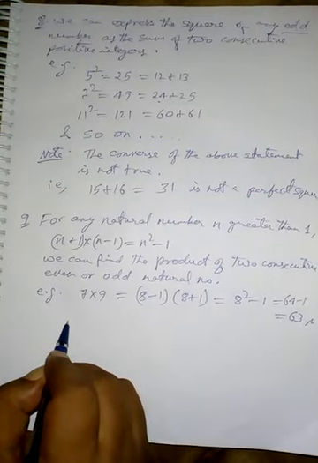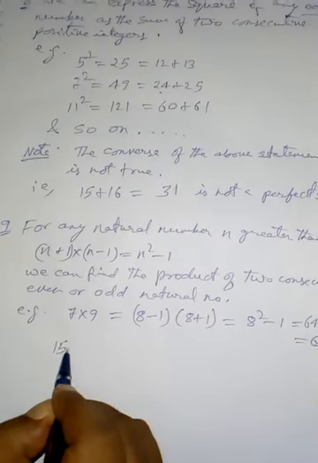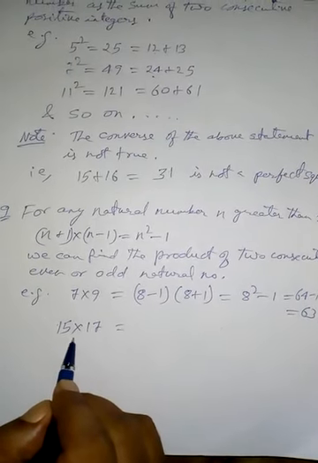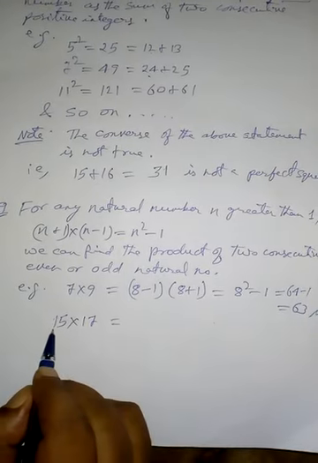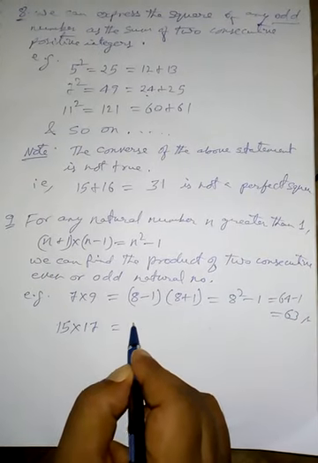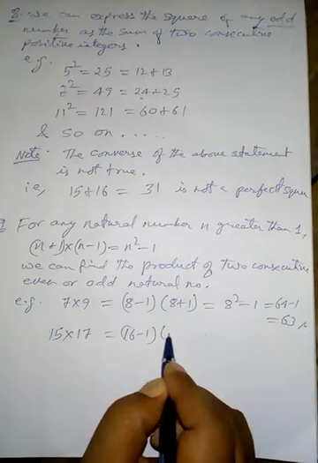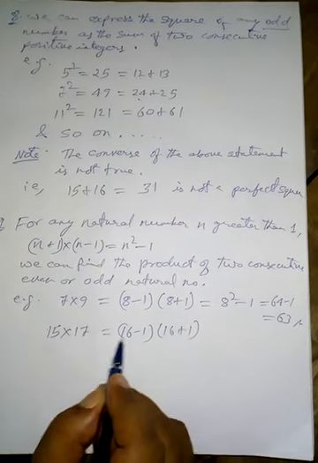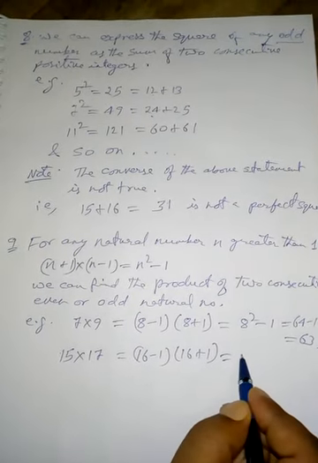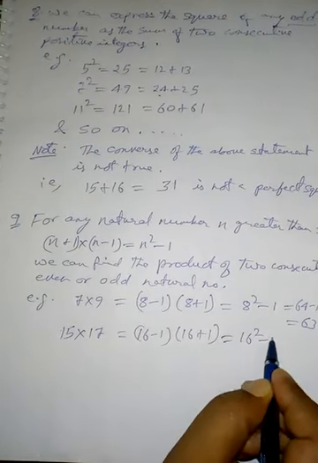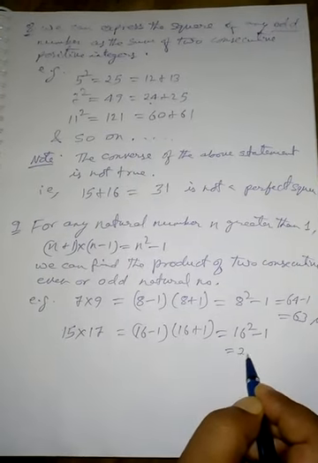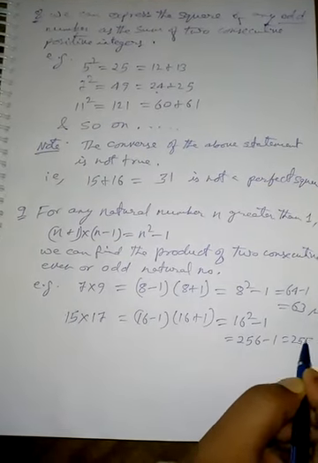Similarly, some other numbers we can take. Let it be 15 into 17. We see that these are two consecutive odd numbers. After 15, the next consecutive odd number is 17. So we can write 16 minus 1 and 16 plus 1. 16 minus 1 is 15 and 16 plus 1 is 17. Now this will give you 16 square minus 1. Now 16 square is 256, minus 1 is 255.